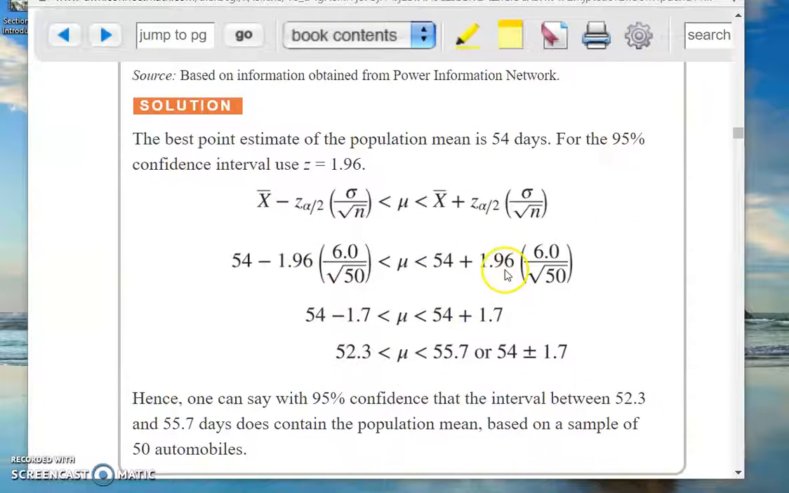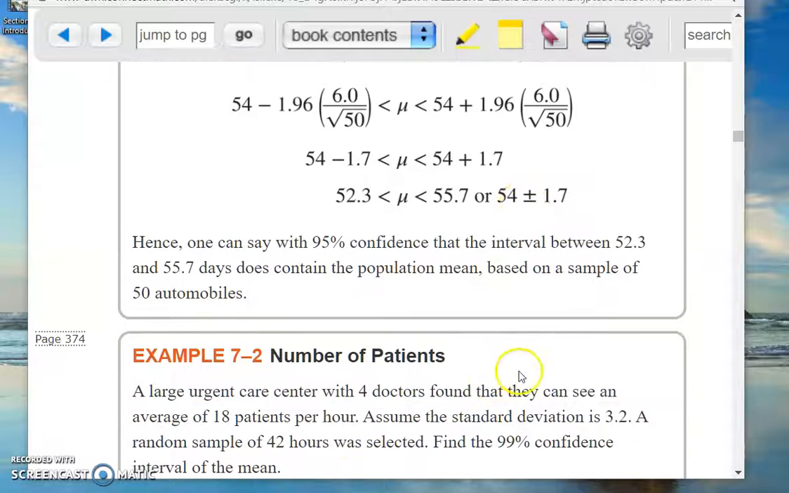The 1.96 gets plugged in here, so it's 54 plus margin of error, 54 subtract margin of error. Mu is between those two guys. So you do the arithmetic, use your calculator, of course, and so now what we say is mu is between 52.3 and 55.7. Or we could say it is 54, that's the x bar, 54 plus or minus 1.7. And the 1.7 comes from right here. Okay?